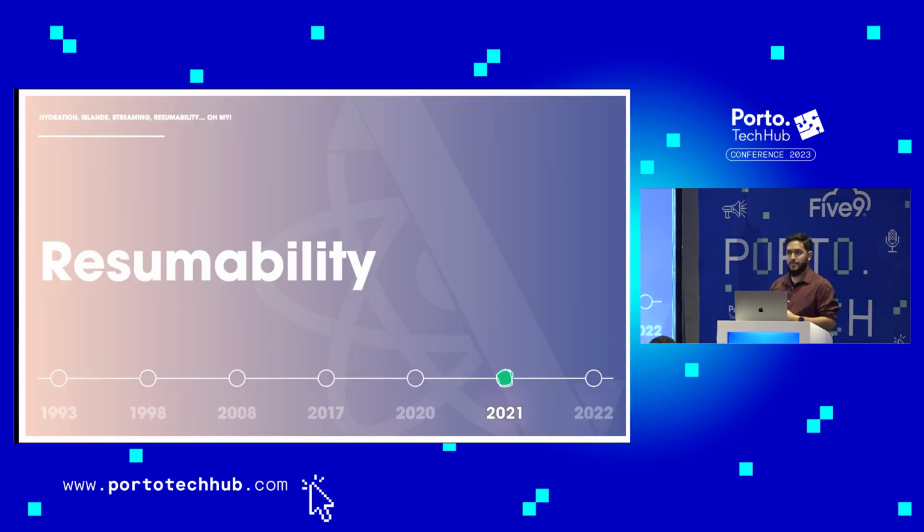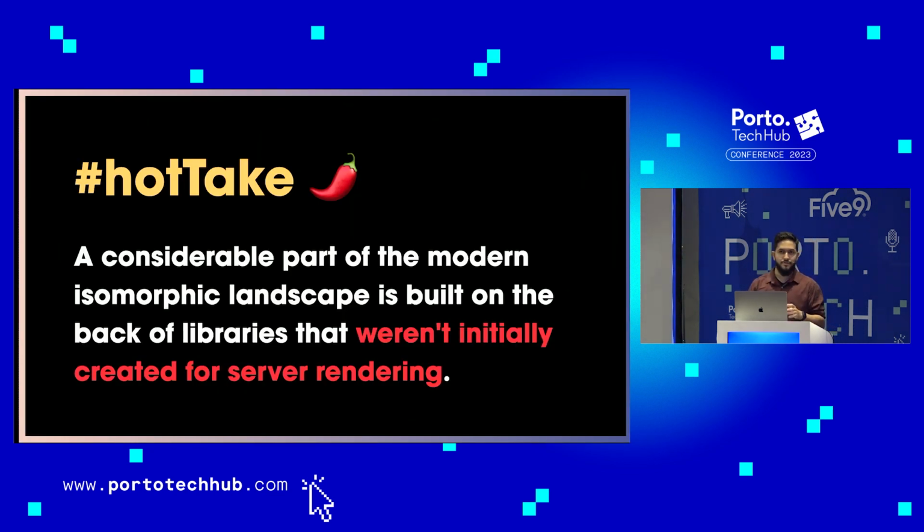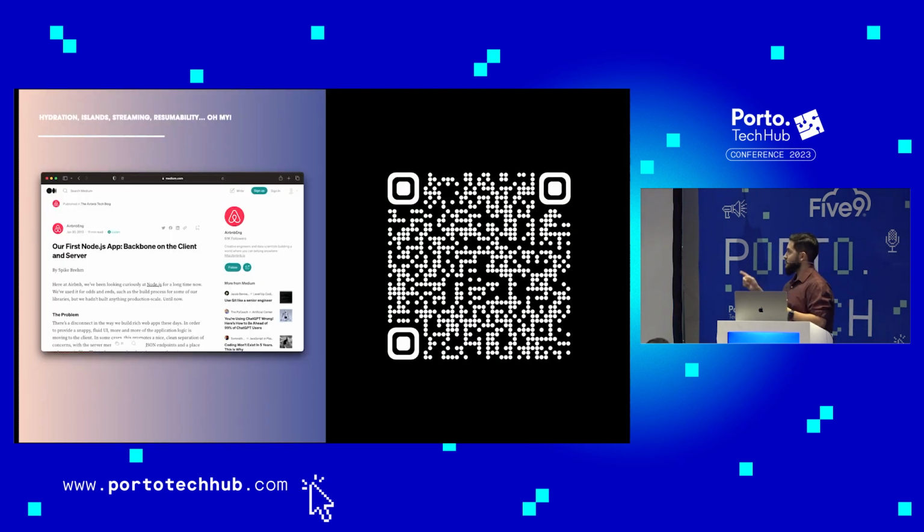Also in 2021, we started hearing a lot about resumability. And I think that a good way to introduce resumability is that a huge part of what we have nowadays to do isomorphic JavaScript started from client-only libraries. So if we go back in time, for example, in 2013, we had a lot of posts. This one by Yuri got really famous. They were server-side rendering Backbone. But a lot of experiments at the time were pretty much like this: server-side rendering Angular, server-side rendering React, or Backbone, or the frameworks at the time.